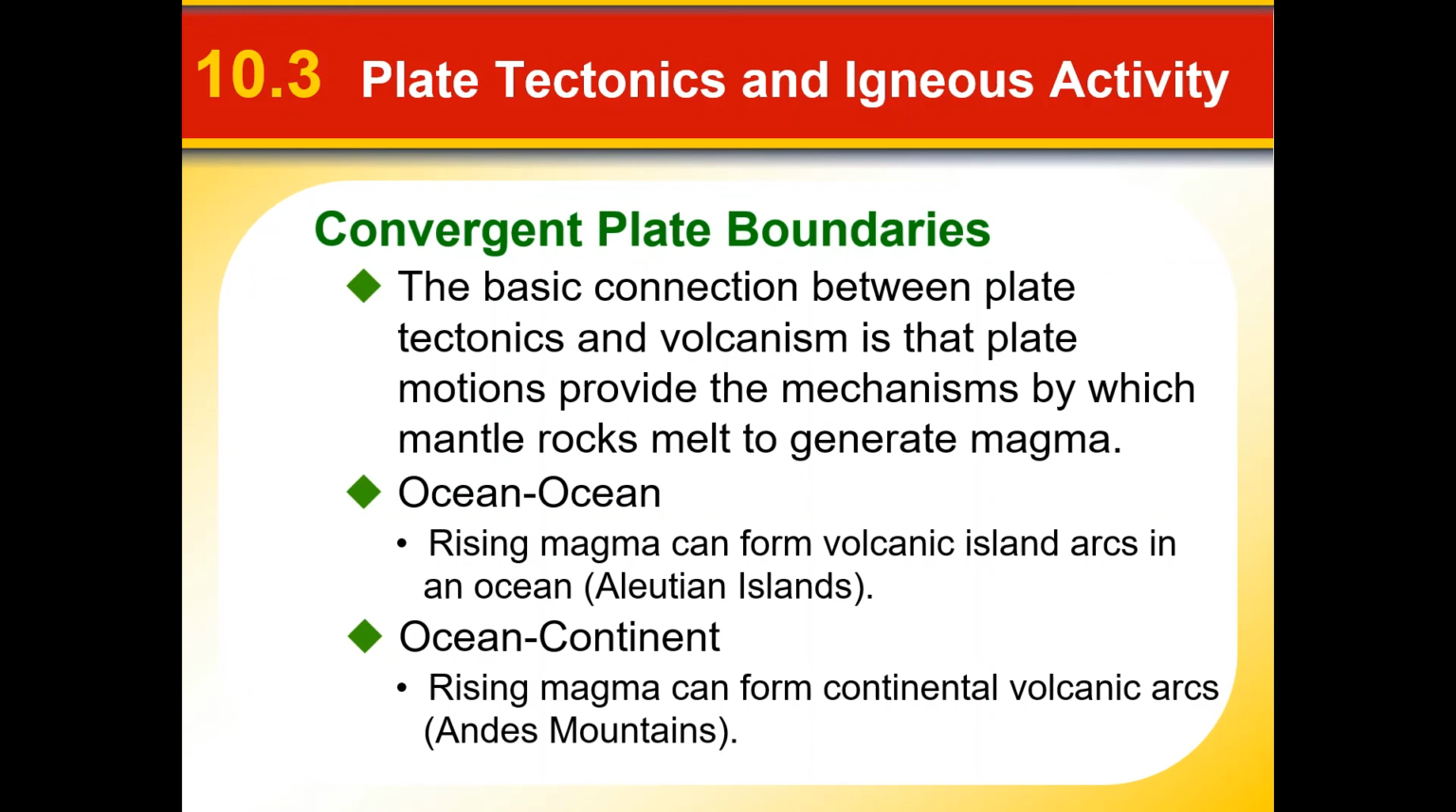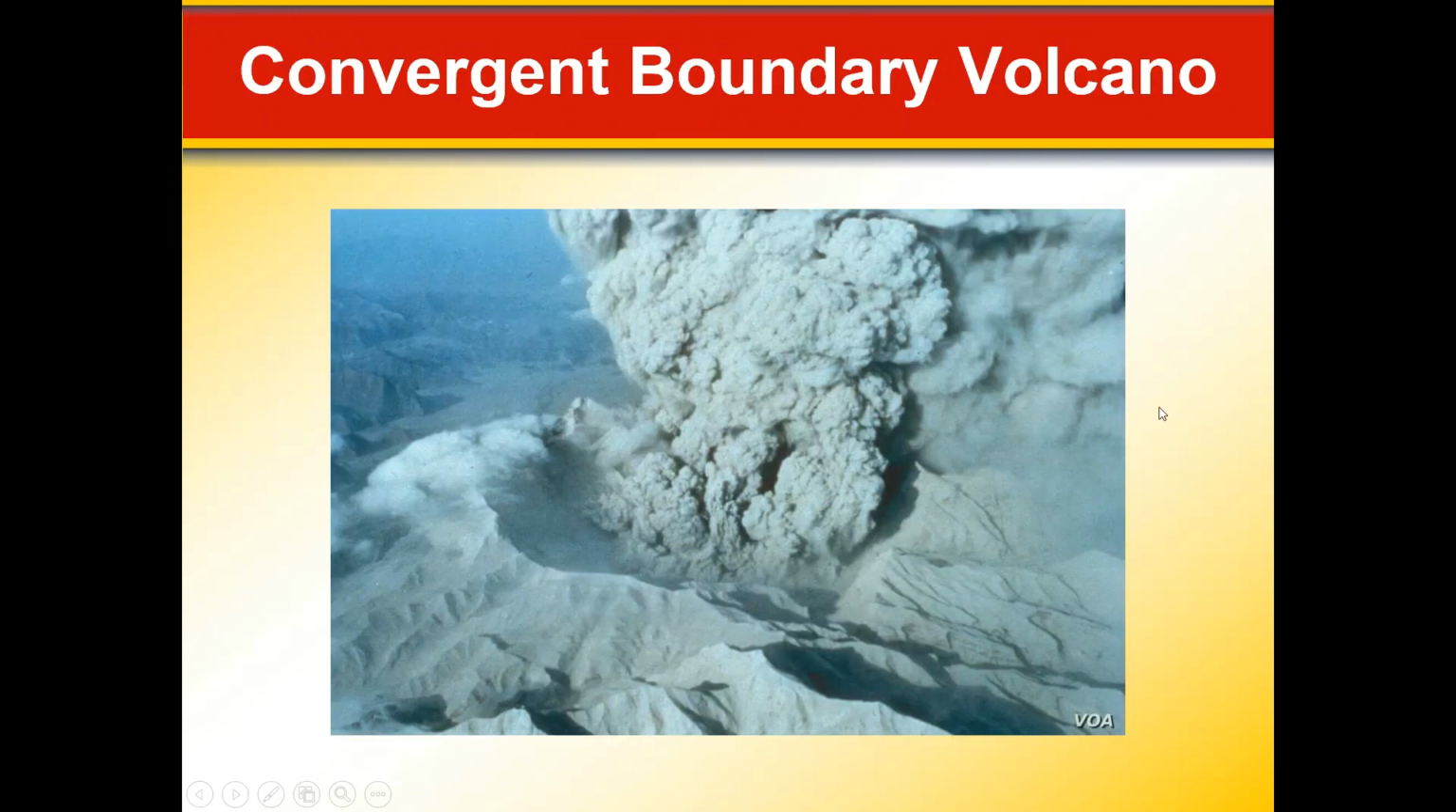As discussed in the previous lecture, the basic connection between plate tectonics and volcanism is that they provide the mechanisms by which mantle rocks melt and generate magma. So you have oceanic convergence, where rising magma can form volcanic island arcs, and oceanic-continental convergence, wherein the rising magma can form continental volcanic arcs. A good example would be the Aleutian Islands. So this is Mount Pinatubo, a convergent boundary volcano.